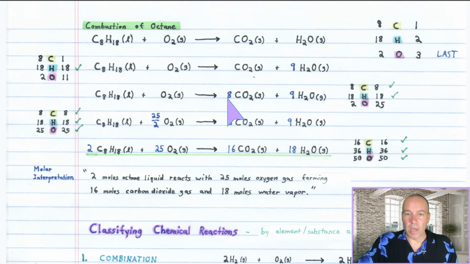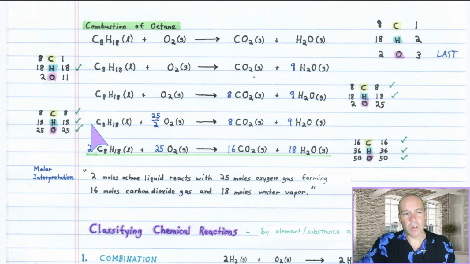So 8 times 1 is 8 carbons. So now let's recount everything. Nothing has changed on the left. On the right, we now have 8 carbons. So they're balanced. And then the hydrogens are still 18. And then the oxygens, you got 16 plus 9 is 25 oxygens on the right. Okay, so everybody's balanced except for the oxygen. So let's get 25 oxygens on the left. So what do you multiply by 2 to get 25? Well, 25 halves. 25 halves times 2 gets you 25. And now, recounting everybody, they're all balanced.